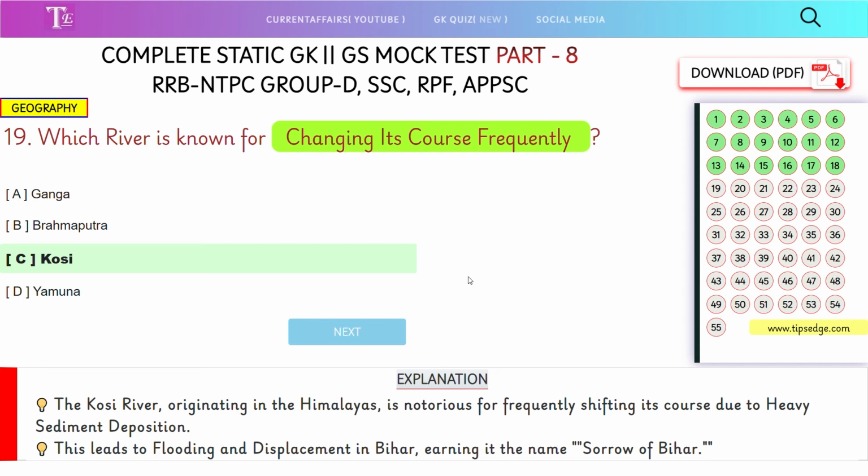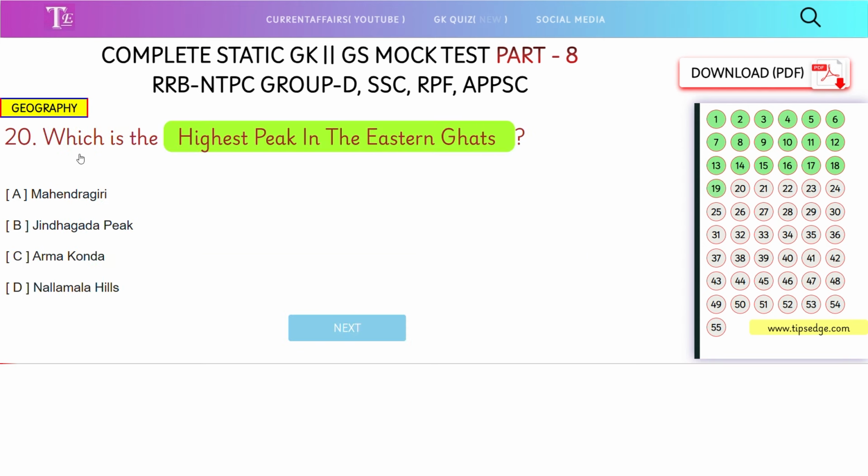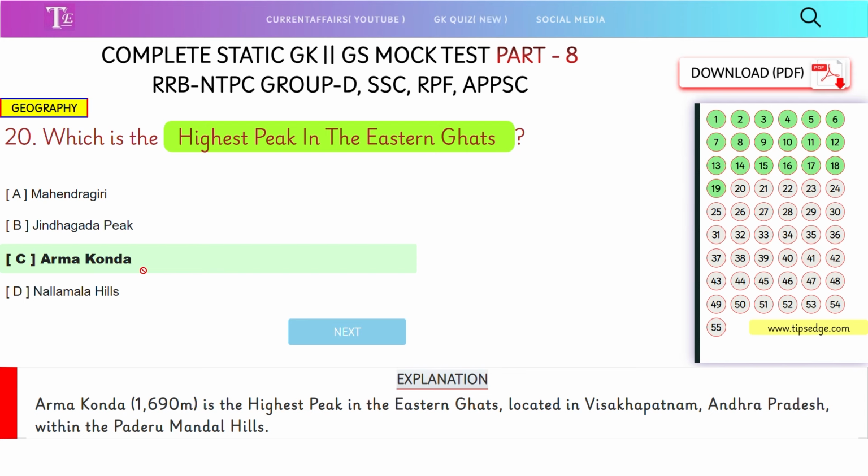Now moving to the 20th question. Which is the highest peak in the Eastern Ghats? Answer: Armakonda.